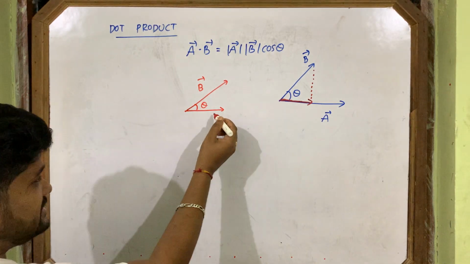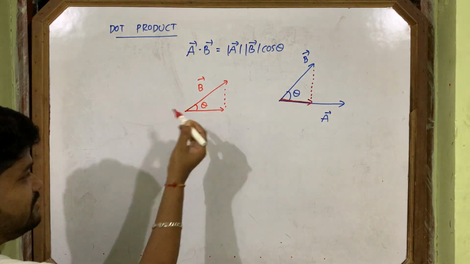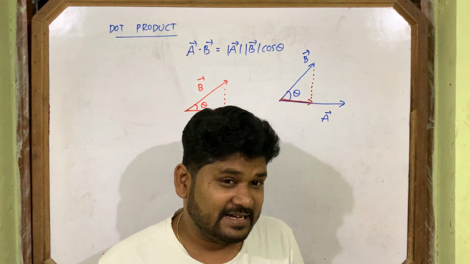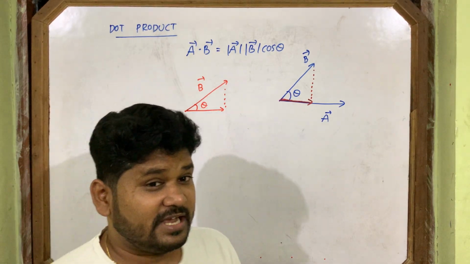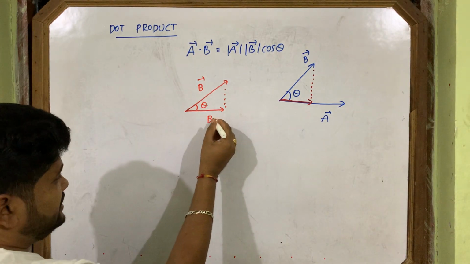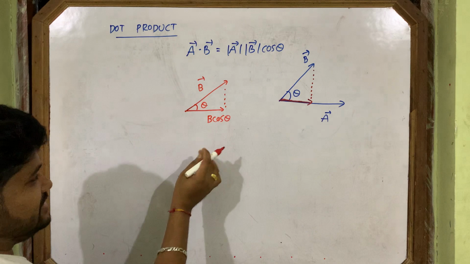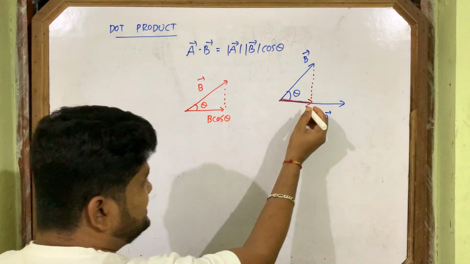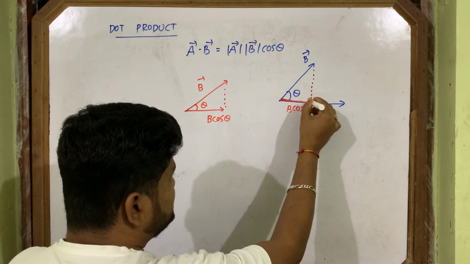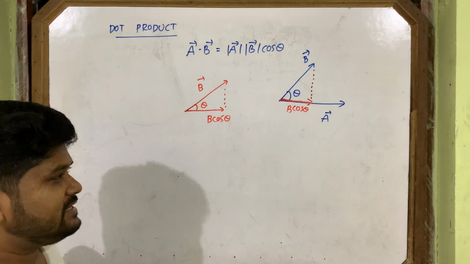So how much is this component? I have told you to which side theta is there, that decides whether it is cos or sine. So that's the cos. So this is B cos theta. This red part is B cos theta.